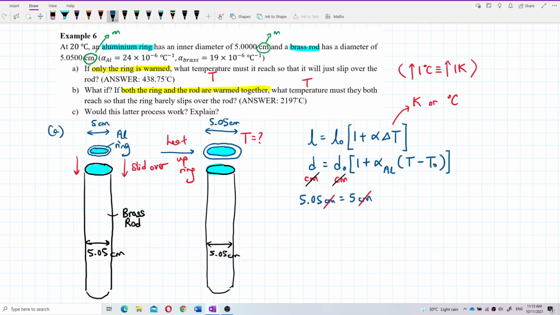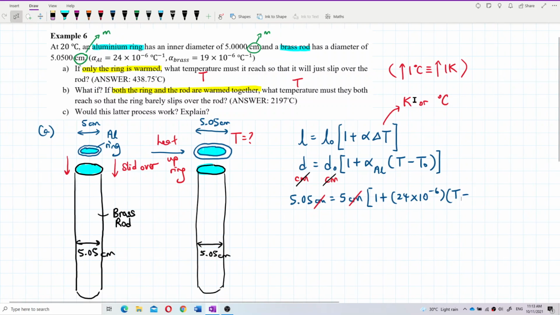And 1 plus alpha, we're using aluminium, 24 exponent -6, multiplied by the final temperature minus initial temperature. Initial temperature is 20 degrees Celsius. You don't need to change to Kelvin because I mentioned just now you can maintain as degrees Celsius. So later your temperature you also get in degrees Celsius.